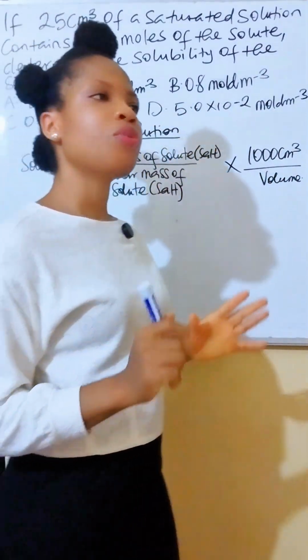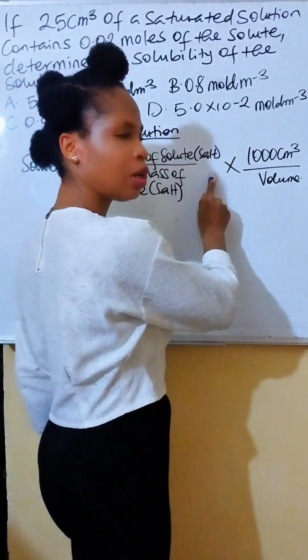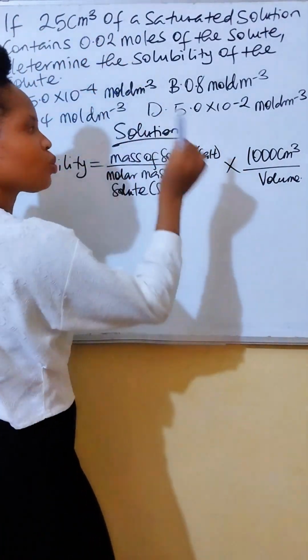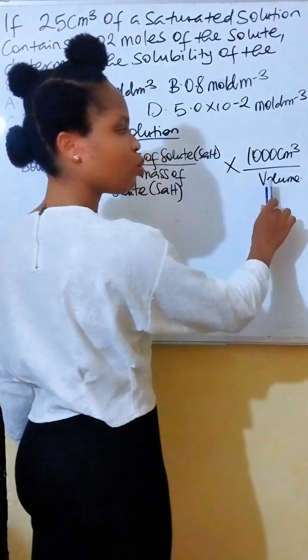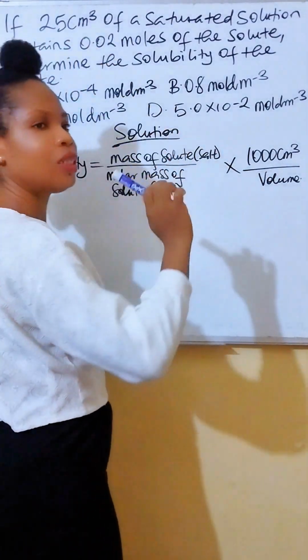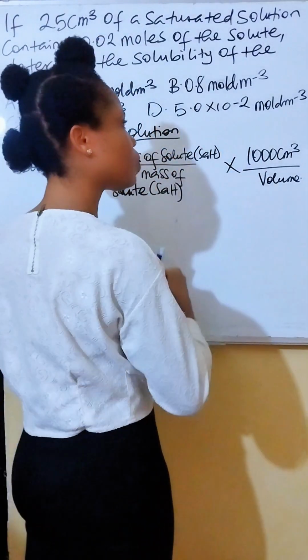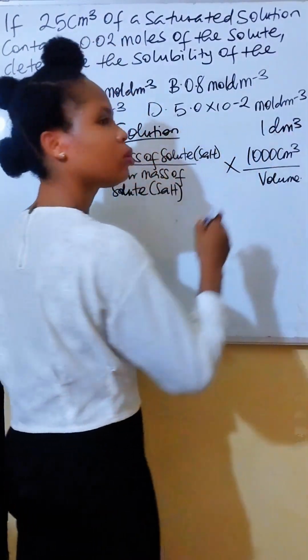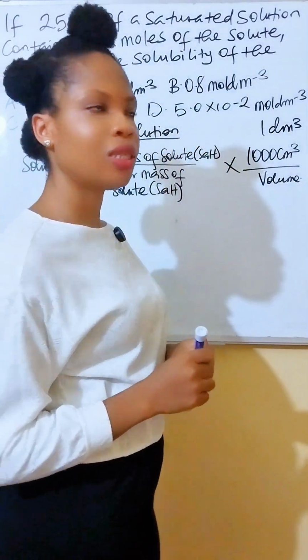Okay, now we are making use of this formula because the volume given to us in the question is in cm cube, so that is why we have 1000 cm cube over the volume. Had it been the volume given to us in the question is in dm cube, then this 1000 cm cube would be written as 1 dm cube. I hope you are following, right?